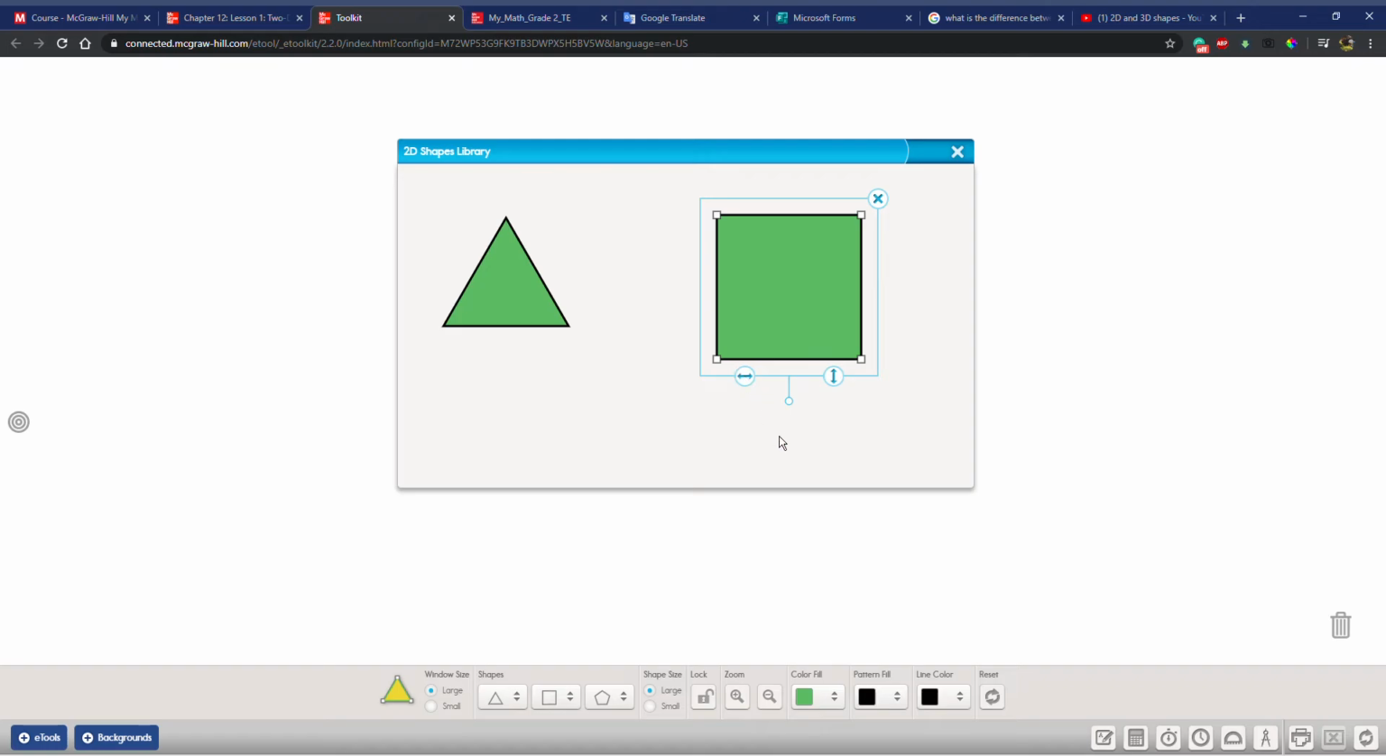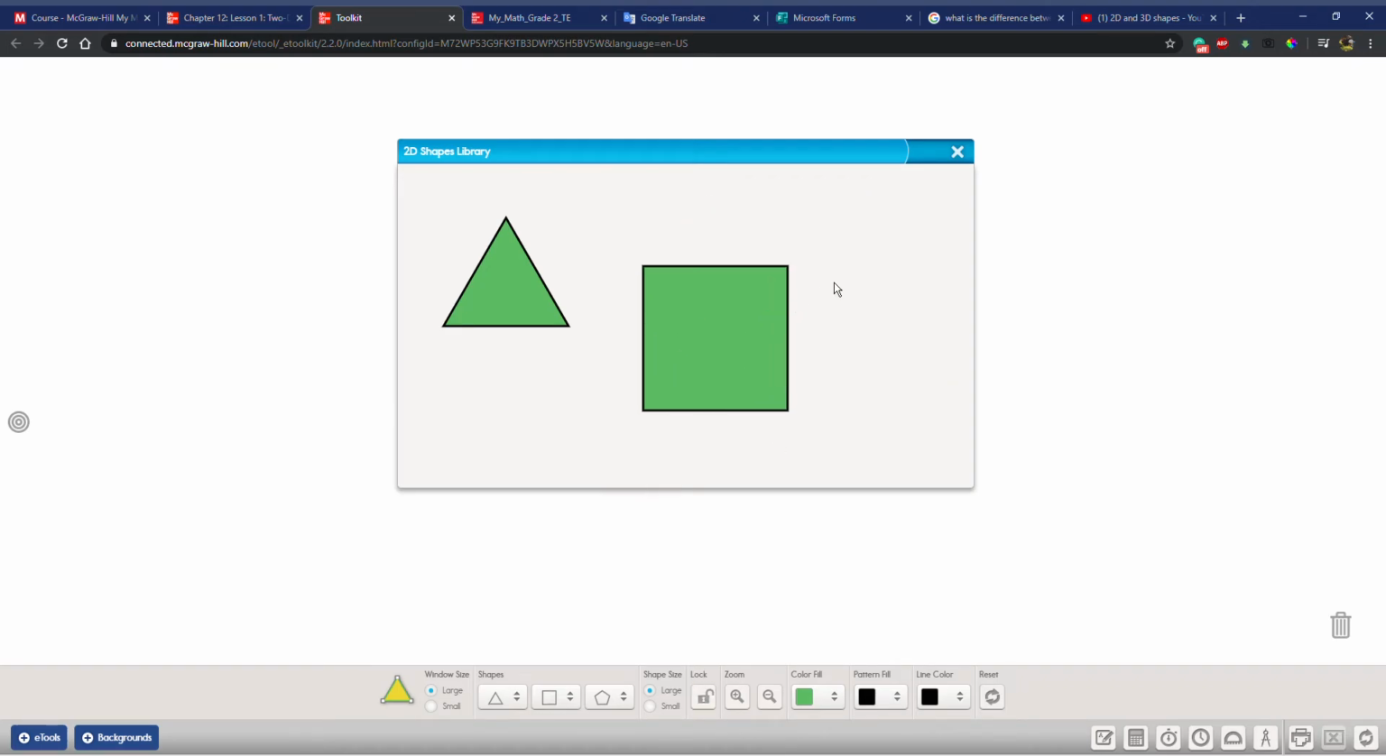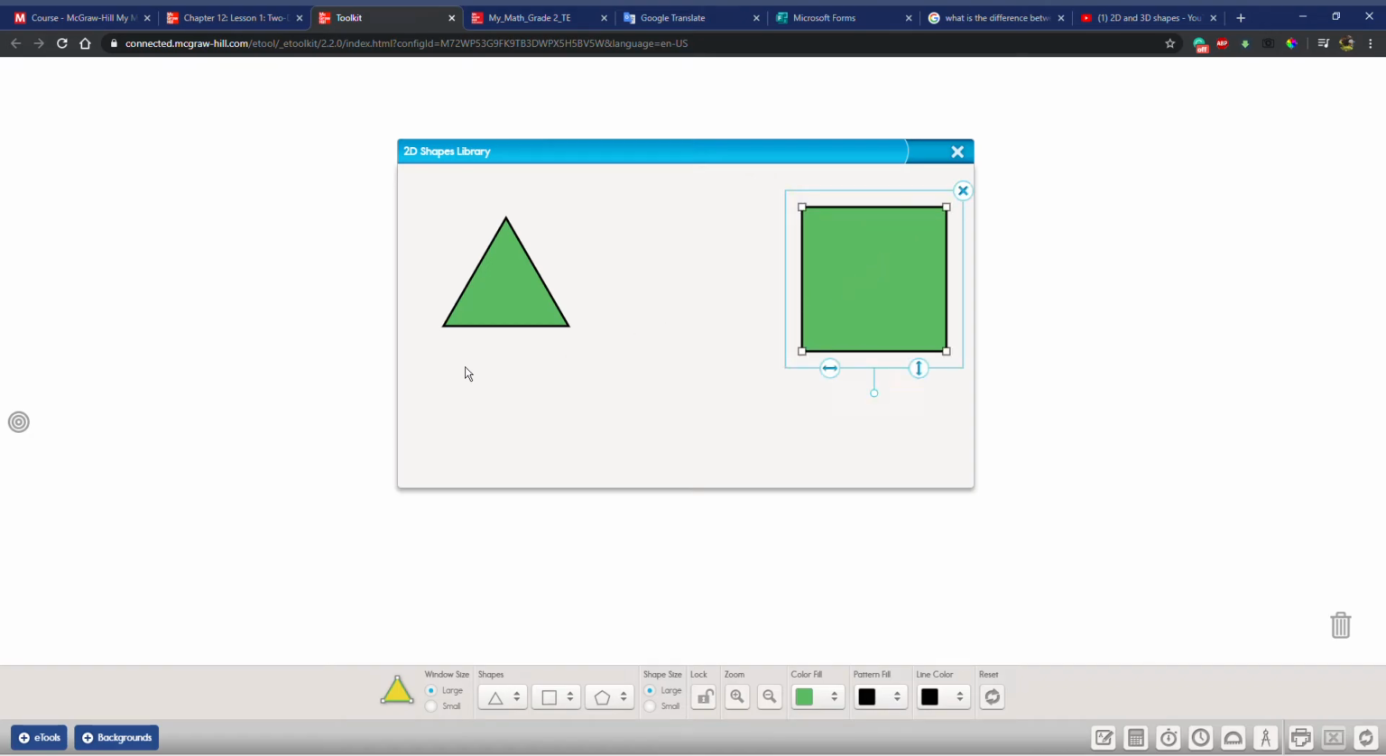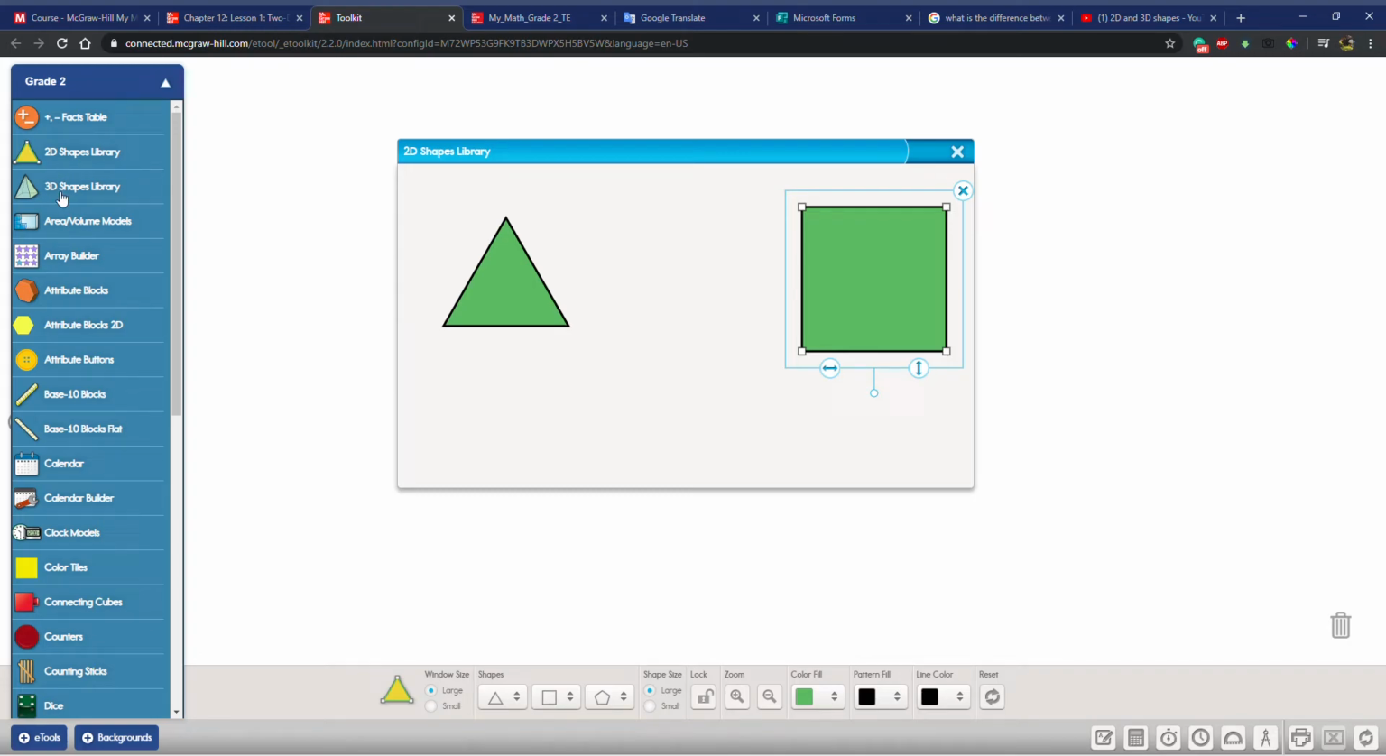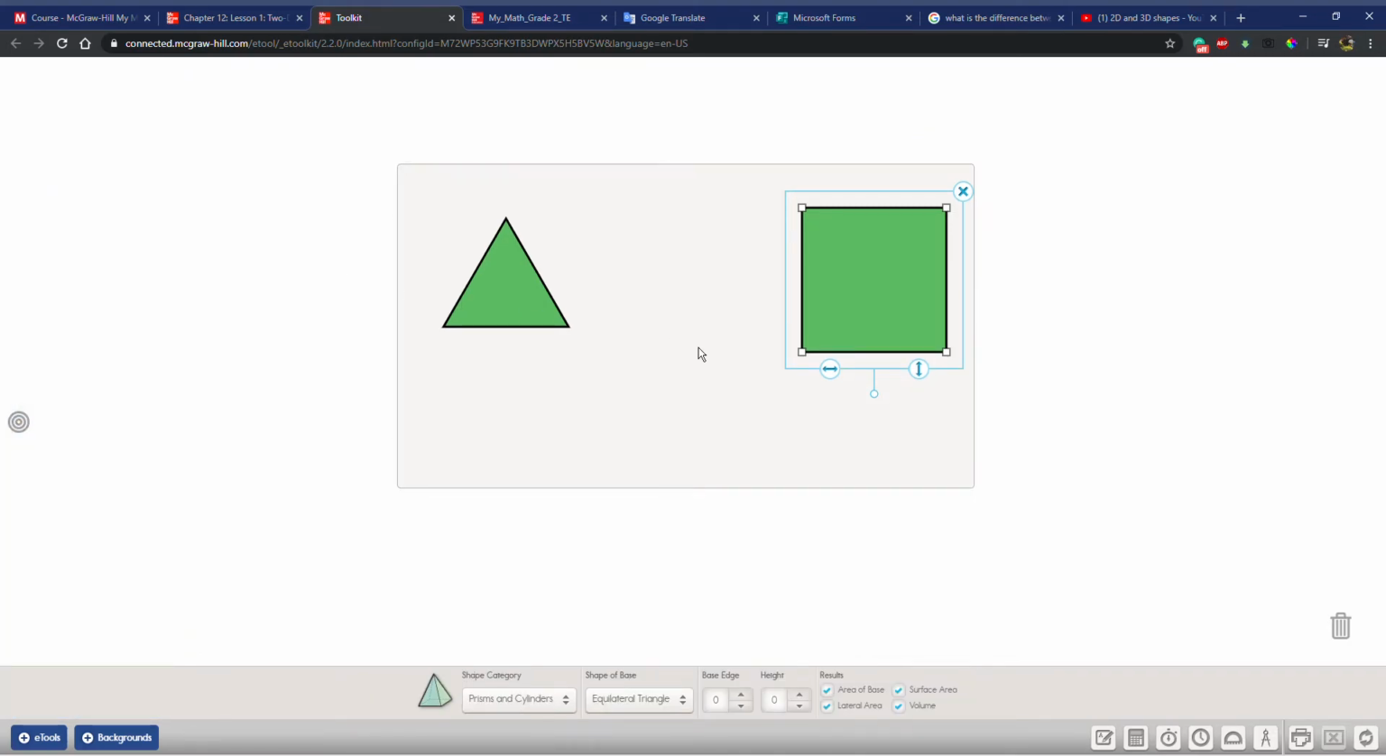Did you understand the concept? I will show you another example to understand the difference. This is the 2D. When you have a shape just on a plane, nothing to do with it. What about 3D?